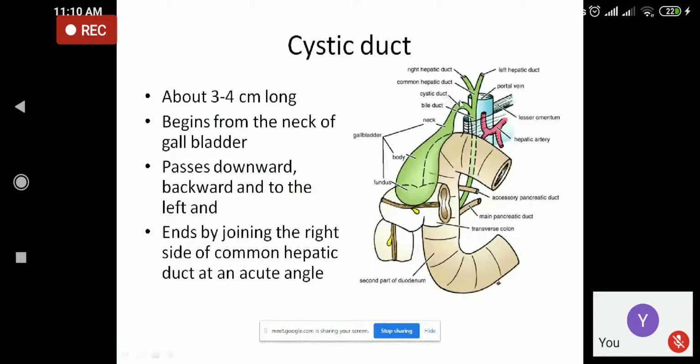So cystic duct, look at here. This is 3 to 4 centimeter in length, and it begins from the neck of the gallbladder. It passes downward, backward to the left, and it ends by joining the right side by the common hepatic duct at an acute angle. So cystic duct joins with the common hepatic duct to form the bile duct.